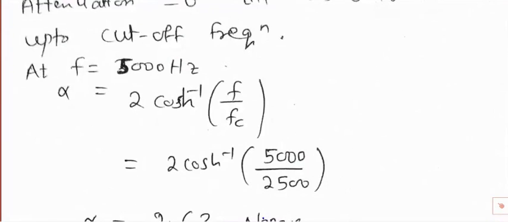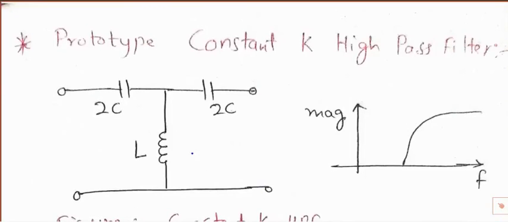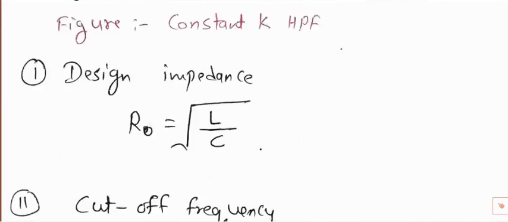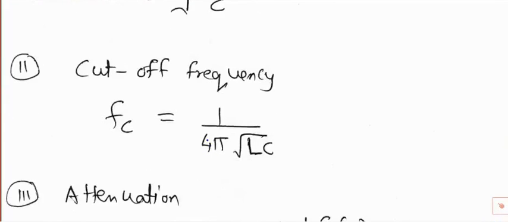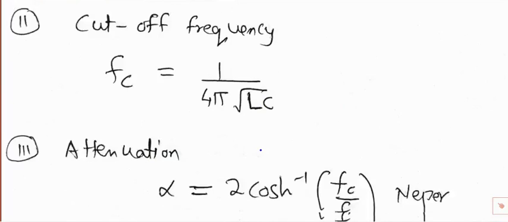Then about high pass filter. You must remember the diagram: 2C, 2C, L. We are just learning only the T type of network. We have pi type of high pass filter also, but we are not going into that. I have made it very simple. Design impedance is the same: both low pass and high pass have the same design impedance, under root L by C. And here the cutoff frequency is 1 upon 4 pi under root LC.